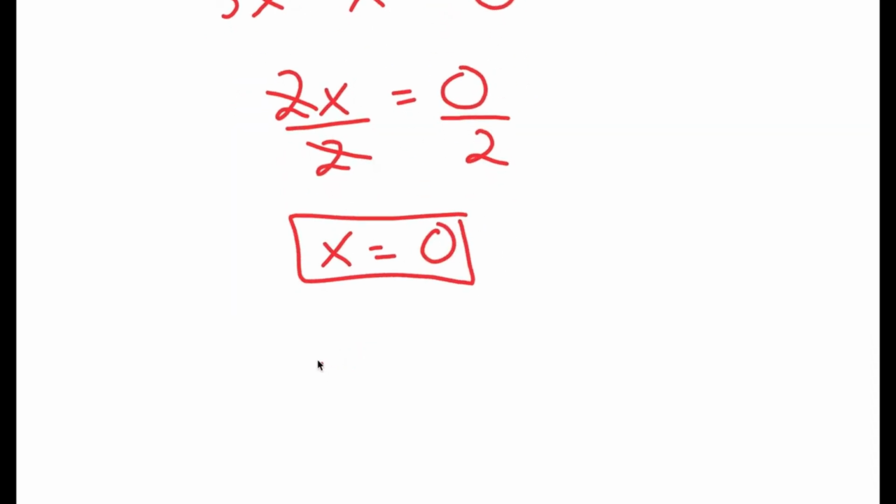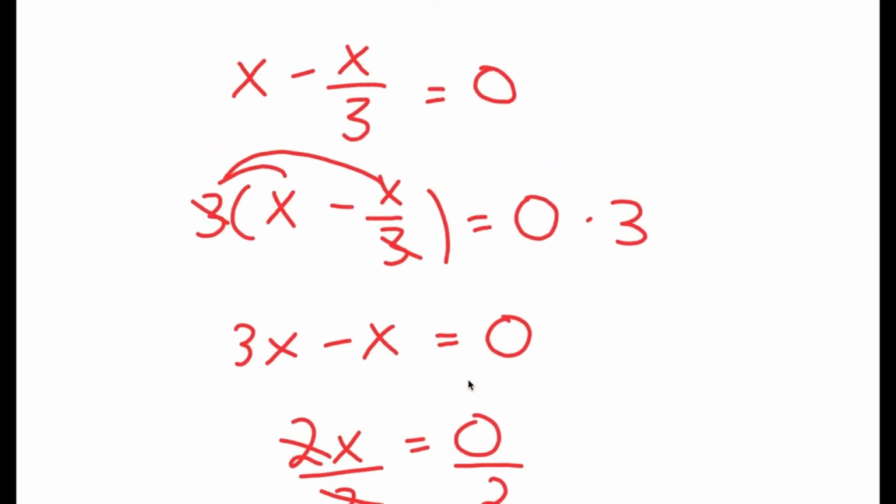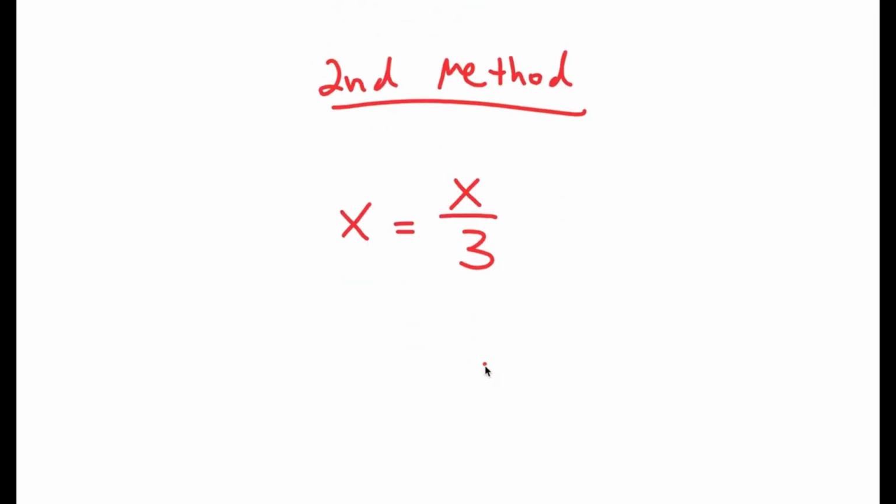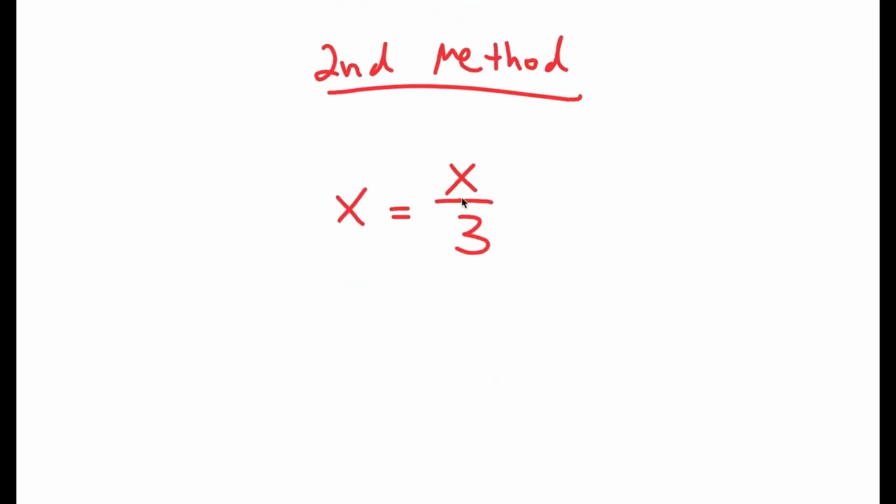Now, before you leave, I actually have a second method to solve this, which is faster than the first method and more efficient. So again, my equation is x equals x over 3. And this time, instead of subtracting x over 3 on both sides, I'm actually just going to start with multiplying by 3 on both sides. So then these two automatically cancel out, and I get 3x is equal to x.